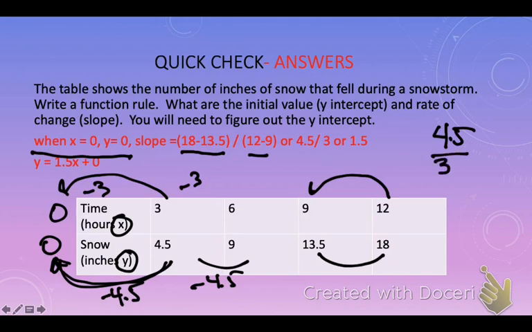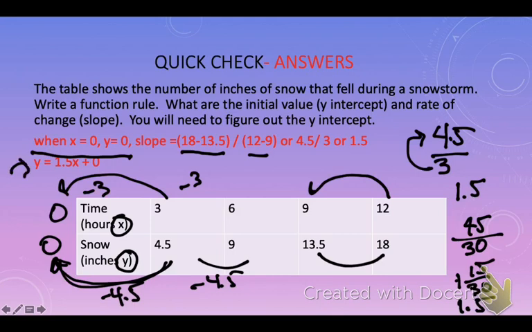But I can't have a decimal, but I could actually look and I can go 3 goes into 4.5 1.5 times, or I can say 45 over 30, and then I know it's 1 and 15/30, which is 1.5. So here's my final equation of my line. So make sure you know how to do that. If you have questions, again, please write those down in the side of your notebook.